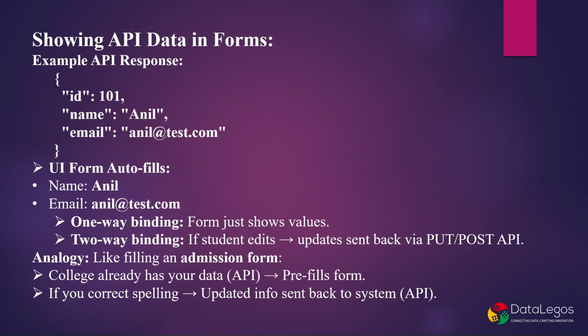Showing API data in forms. Another example is forms. The UI form can automatically pre-fill the fields, name, Anil. Email, anil@test.com. If this is one-way binding, the form just displays the values. If it's two-way binding, when the user edits the name or email and submits, the updated info is sent back to the server via a PUT or POST API.